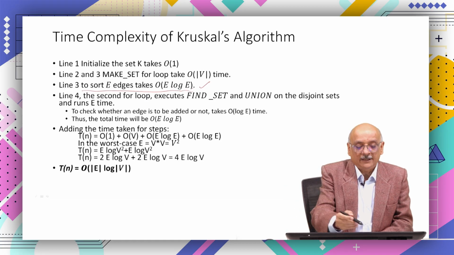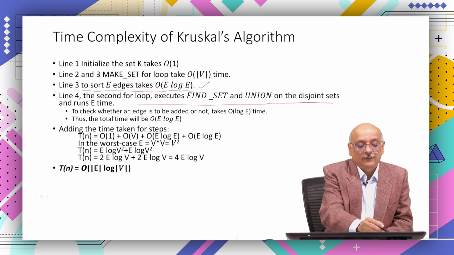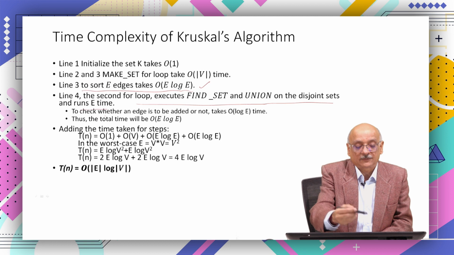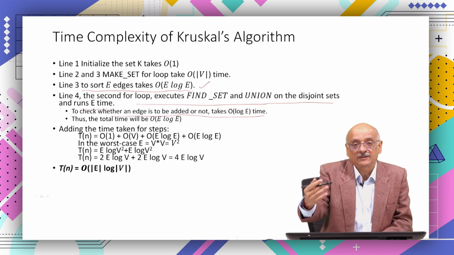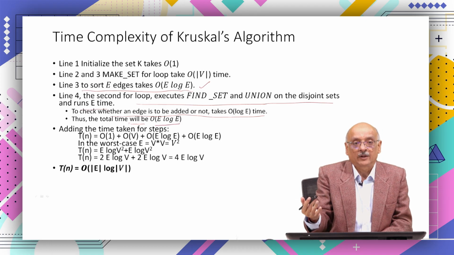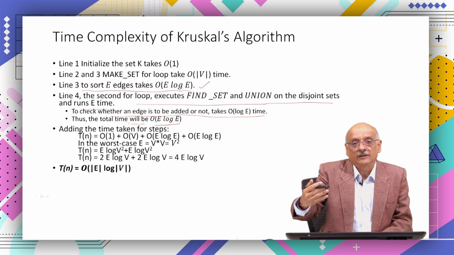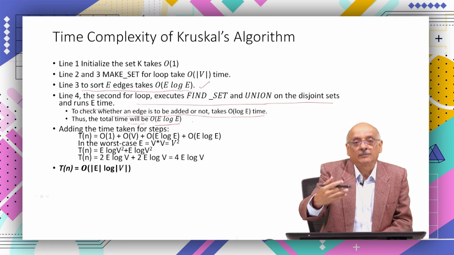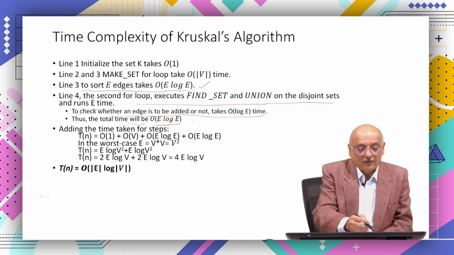And the second loop for find set and union, which we were doing towards the end, where we repeat this operation to check whether the edge is to be added or not, takes order log E time, because it is sorted. Thus the total time taken by that step is going to be E log E only. So that loop will be repeated E times, and log E is the number of times it is going to be checked.